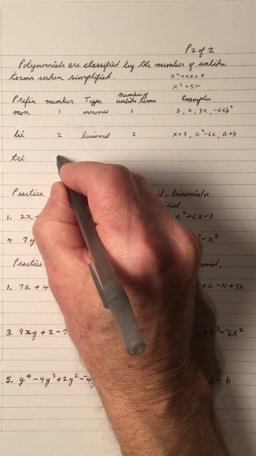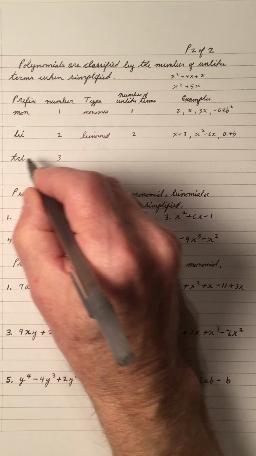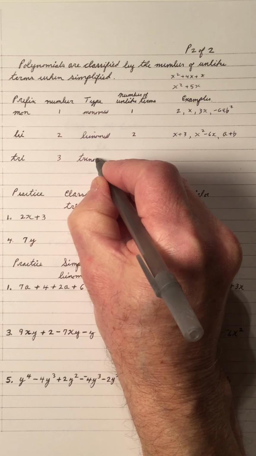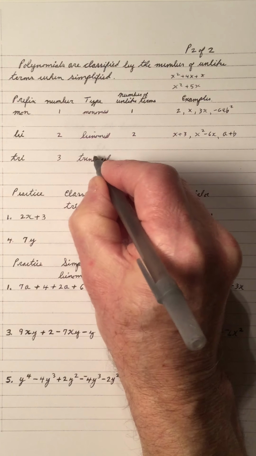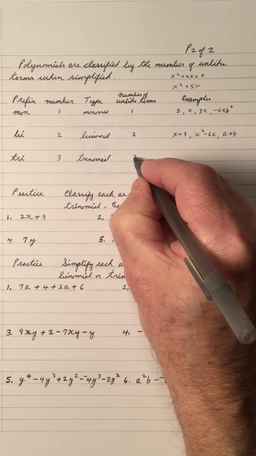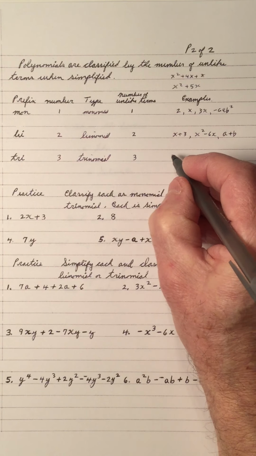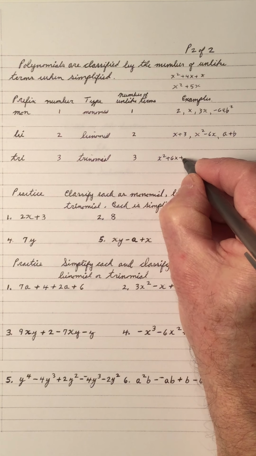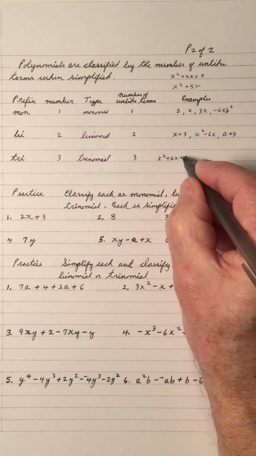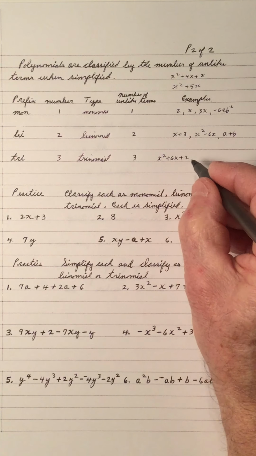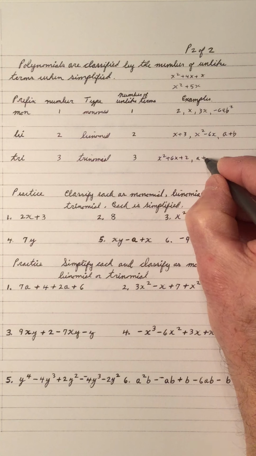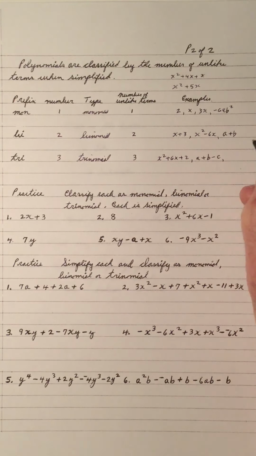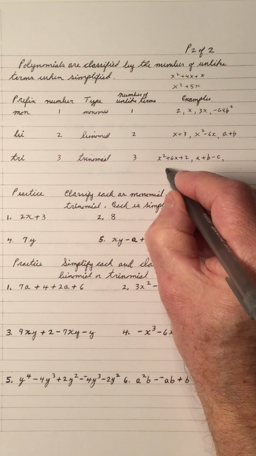A trinomial. Trinomial stands for 3. T-R-I-N-O-M-I-A-L, trinomial. Number of unlike terms is 3, stands for tri. And 3 unlike terms could be x squared plus 6x plus 2. There's 3 terms. And notice you cannot add these together because they're unlike. You could have an a plus b minus c. 3 unlike terms. You can do many more examples.